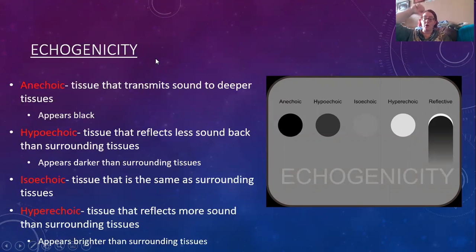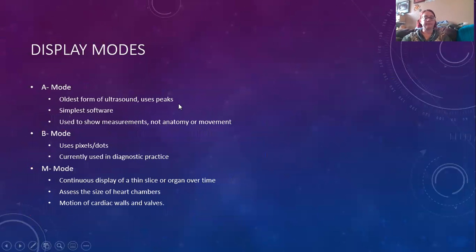Hypoechoic, hypo is low, so tissue that reflects back less sound than surrounding tissues. It will appear darker, so like a darker gray. Isoechoic, iso is the same, kind of like isotonic. And so this will be the same as surrounding tissues. It can blend in very well. Hyperechoic, hyper is going to be brighter, lighter, whiter. It's going to reflect back more sound than the surrounding tissues.